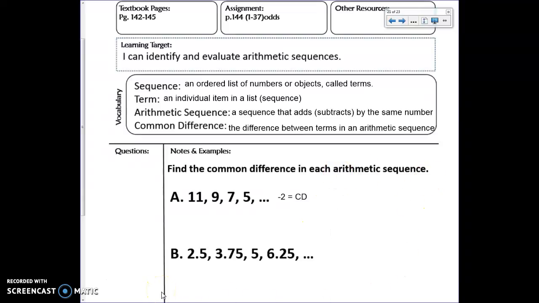So if it's going up, it's going to be a positive common difference. So all we'd have to do would be to take the second number minus the first number, or the third number minus the second number, or the fourth number minus the third number. They should all be the same number. They have to be. In that case, I would subtract and I would get an answer of 1.25. So the common difference equals 1.25.